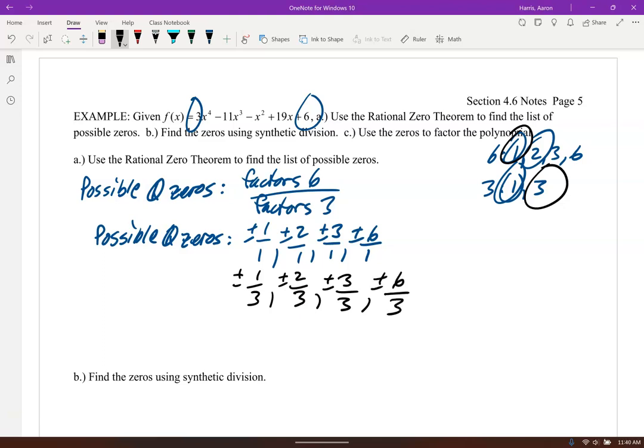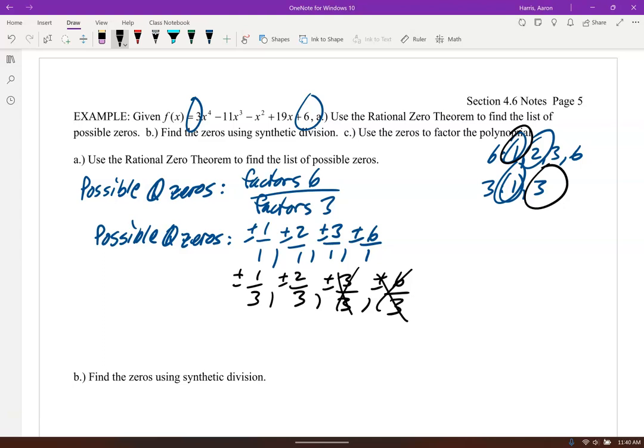Then I look at it and I say, is there any repeats here? Well, if you notice 3 over 3 is 1, I've already listed plus and minus 1. If you notice 6 over 3 is 2, I've already listed plus and minus 2. So those are just the repeats. So I'm left with 1 and -1, 2 and -2, 3 and -3, 6 and -6, 1/3 plus minus, 2/3 plus minus. So it looks like I have 12 of them total, 12 possible zeros.